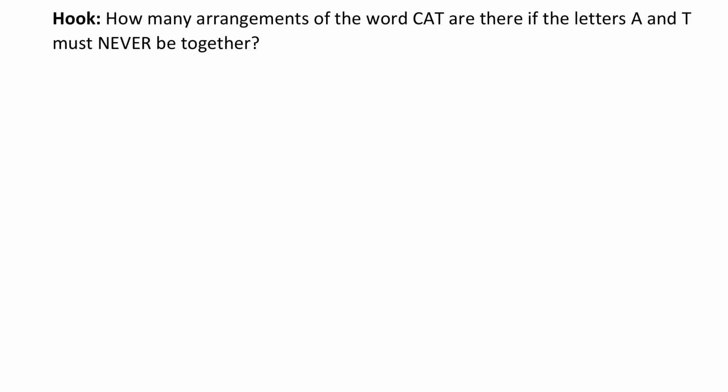Well, again, like normal, if we don't know what we're doing and we don't have a formula, it's always a good idea to write out all of our options. So that might look like ACT or TCA, and I think that's it. So the answer here is going to be 2.